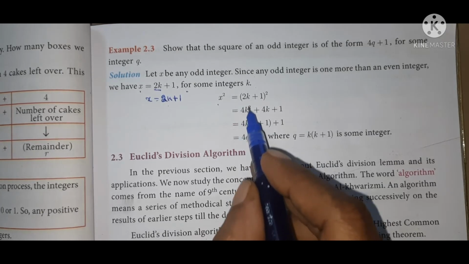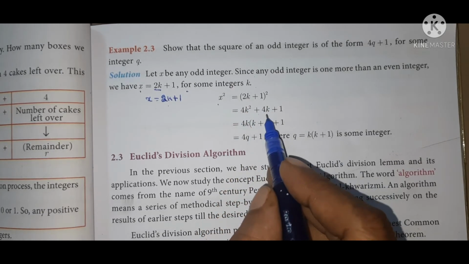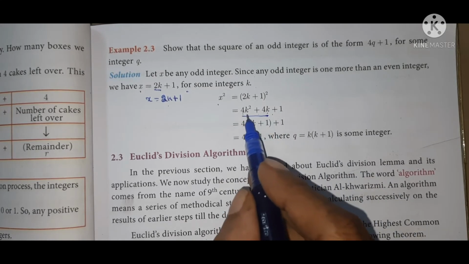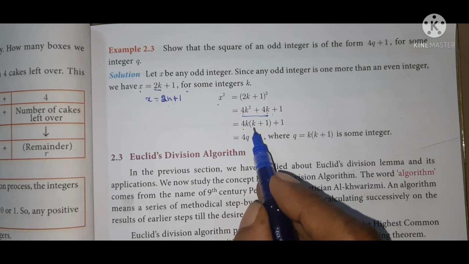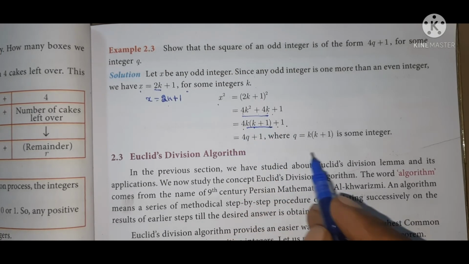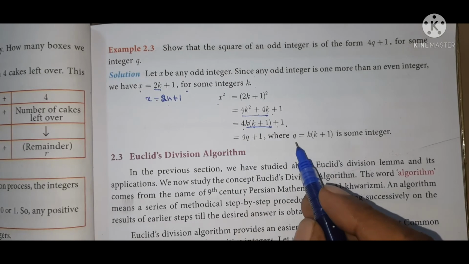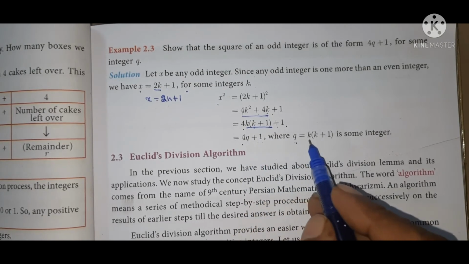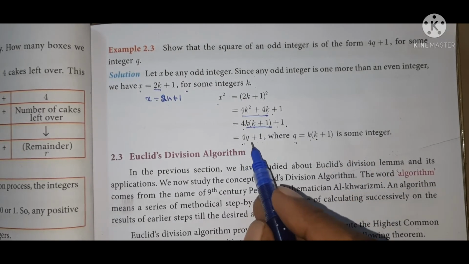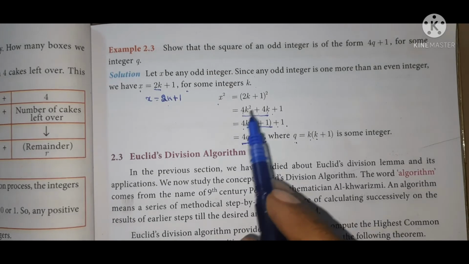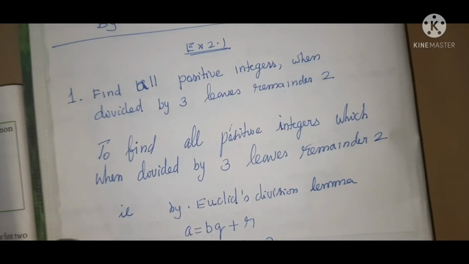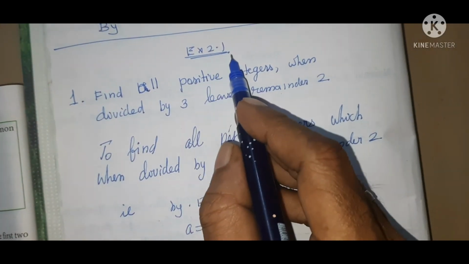2k squared is 4k squared, plus 2 into 2k into 1 is 4k, plus 1 squared is 1. Here 4 is common and also k is common. Taking out 4k, we get 4k into k plus 1, plus 1. k into k plus 1 is some integer, say q. So 4q plus 1, where q is equal to k into k plus 1, is some integer. So the square of an odd integer is in the form of 4q plus 1. We have shown that.